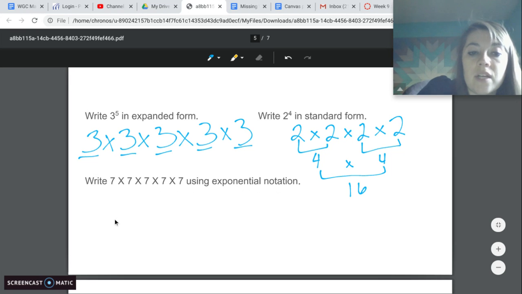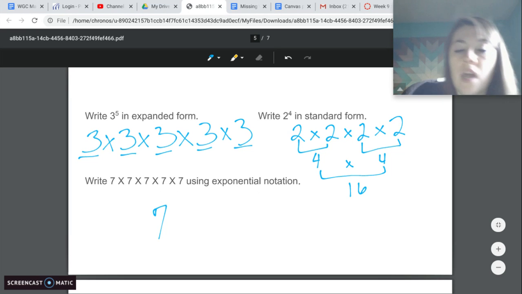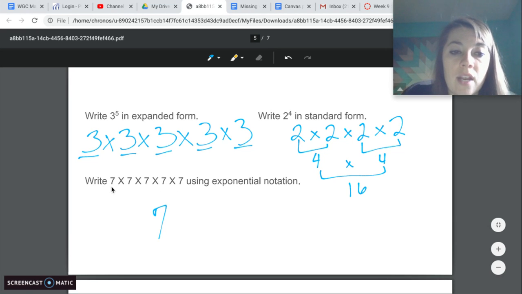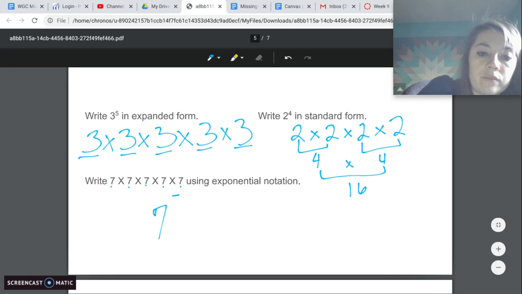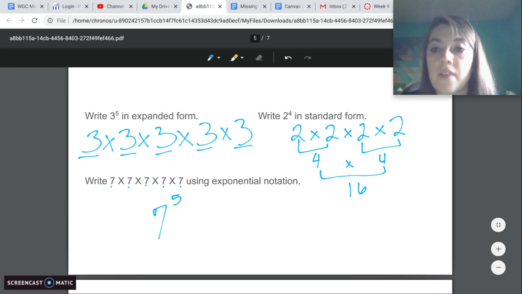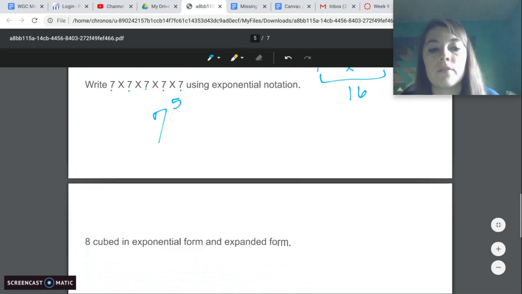All right, write 7 times 7 times 7 times 7 times 7 using exponential notation. Well, our base number is the one that's being multiplied all the times, so 7, and we have it here 1, 2, 3, 4, 5. So it's 7 to the 5th power. We count how many times the base number is being multiplied to itself, and that becomes our exponent. And the base number, the one you see written out all those times, is the number being multiplied to itself.